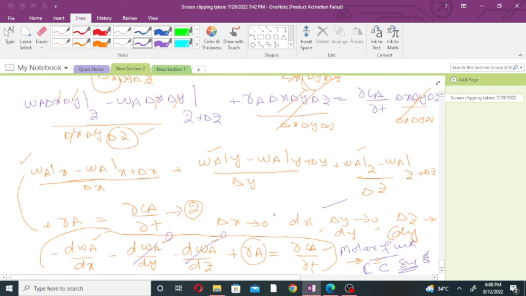So this was all about the molar flux balances in the Cartesian coordinate system, and it was the first topic of mass transfer in reacting systems, the combination of mass transfer and reaction engineering. In the coming lecture we will discuss the other topics related to mass transfer and reaction engineering.